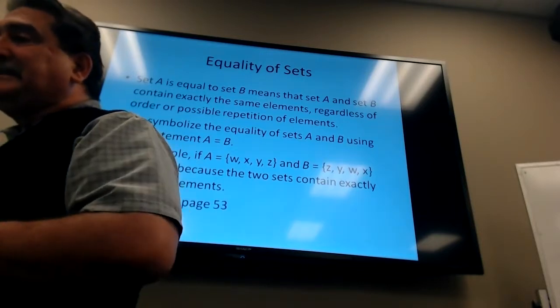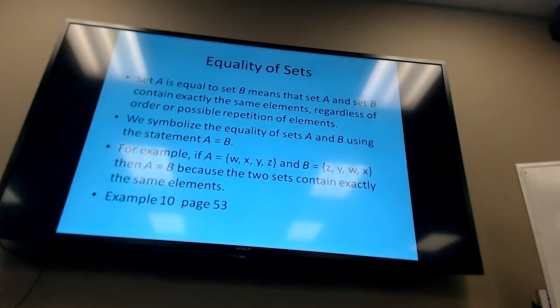Now let's look at example 10, page 53 of your textbook. It's asking us whether these statements are true or not. Look at number A without looking at the answer. Set 4, 8, 9 and set 8, 9, 4. Are they equal or not? True. How about set 1, 3, 5 and set 0, 1, 3, 5? Are they equal or not? False. Why? Zero doesn't have the other element.